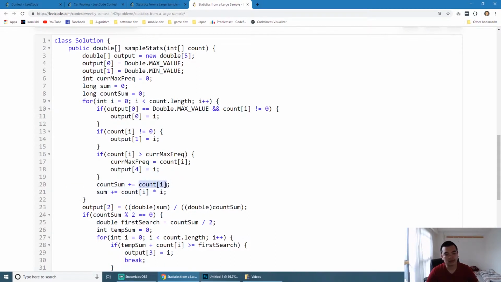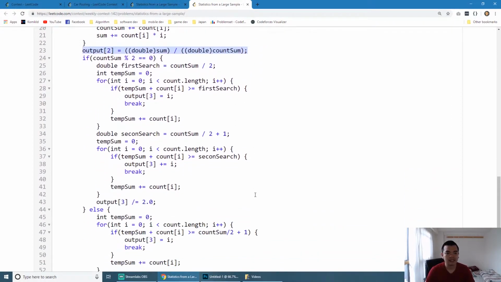Count is the total number of data, and sum is what I explained about the average: the current number times the frequency itself. Then we can find our average from the sum divided by the total number of data. And the rest is the median.